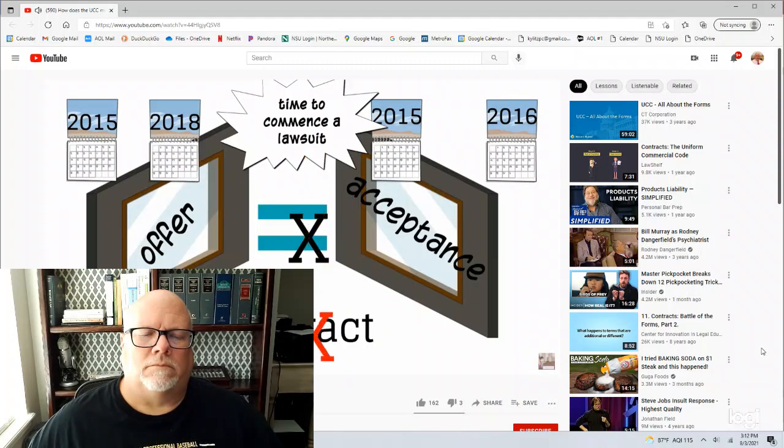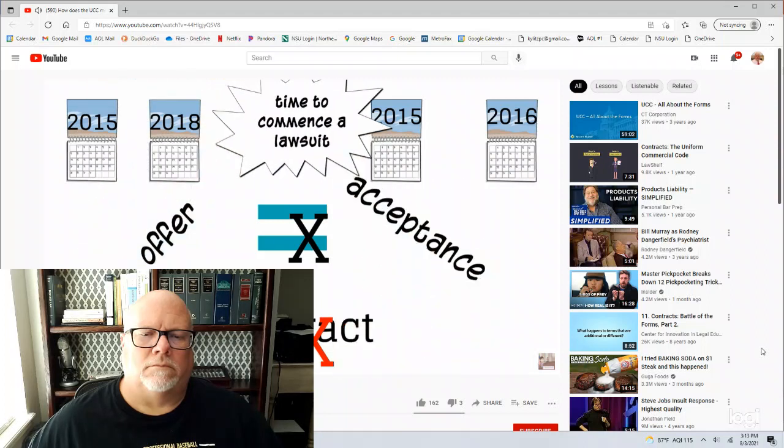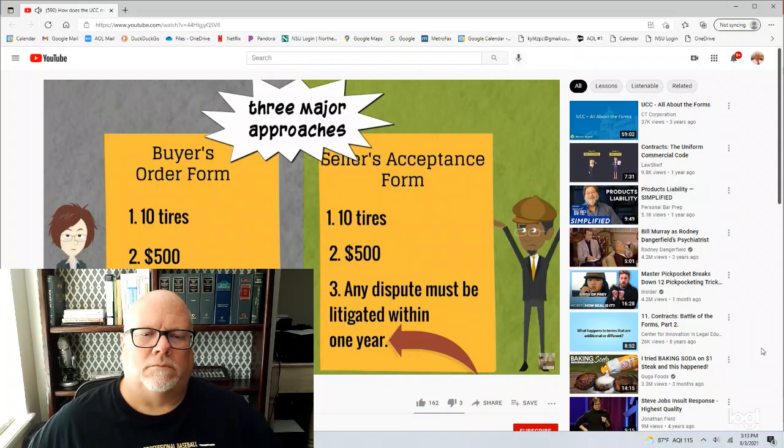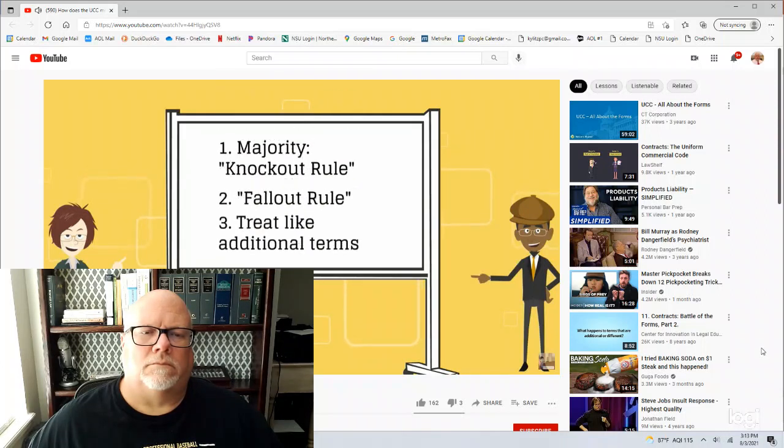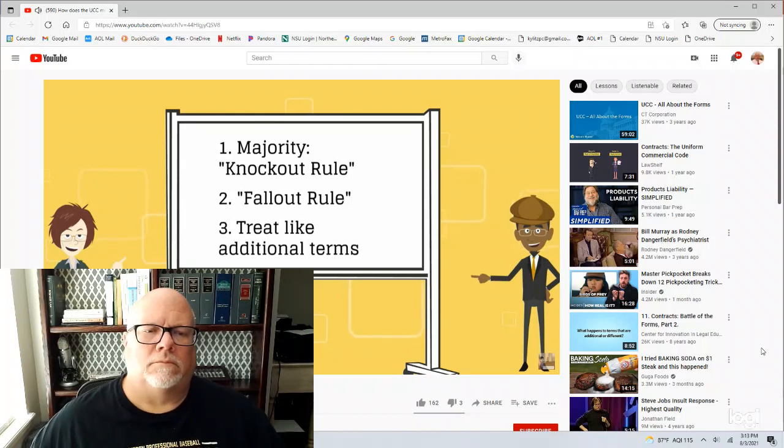Under the traditional mirror image rule, because the seller's terms are different from the buyer's terms, we would not have a contract. But the UCC tells us that even if an acceptance doesn't match the offer, we can still have a contract. And there are three major approaches that courts take to deal with contradictory or different terms in an acceptance. And the most common approach is called the knockout rule, which we'll be looking at in this video, and the two other approaches are the fallout rule and to treat the contradictory terms the same as additional terms.